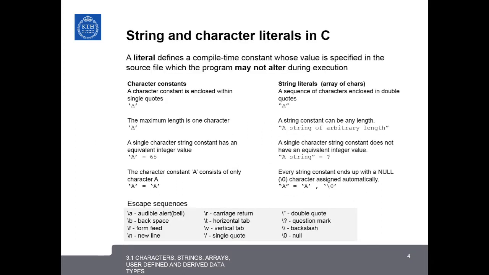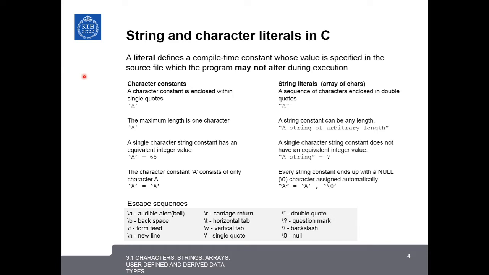In C, a literal defines a compile time constant whose value is specified in the source file and which the program may not alter during execution. Whenever you define a character or a string using quotes, like single quotes or double quotes, you're defining a character or a string literal, and you won't be able to modify that later in the execution of the code.